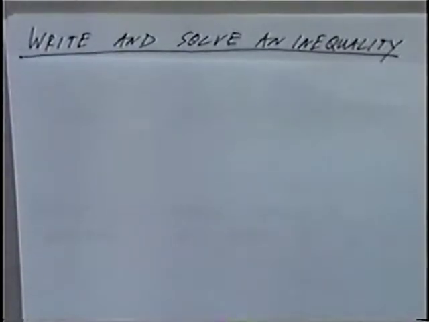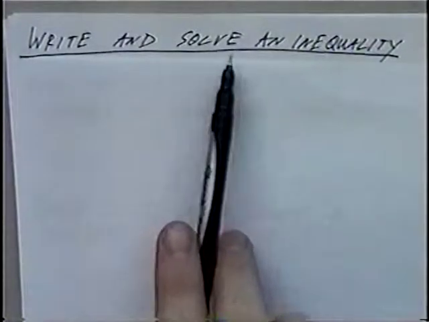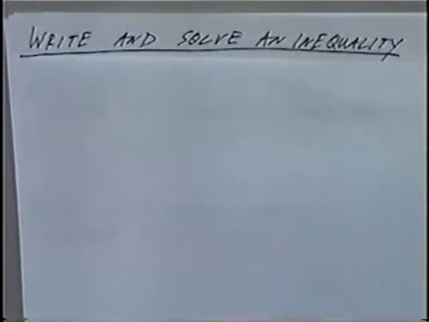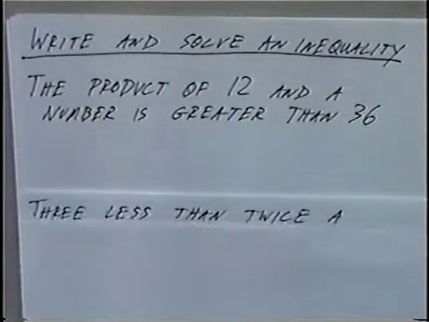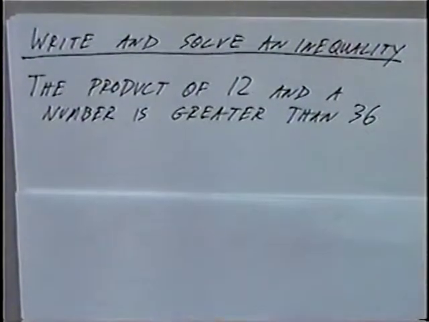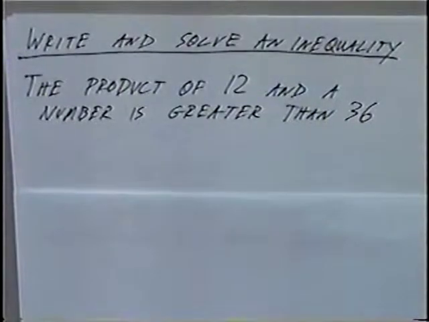Title of the last section today is Write and Solve an Inequality. First problem for this section is the product of 12 and a number is greater than 36. Some math vocabulary. The word product means to multiply. So it'll be multiplying 12 and a number.